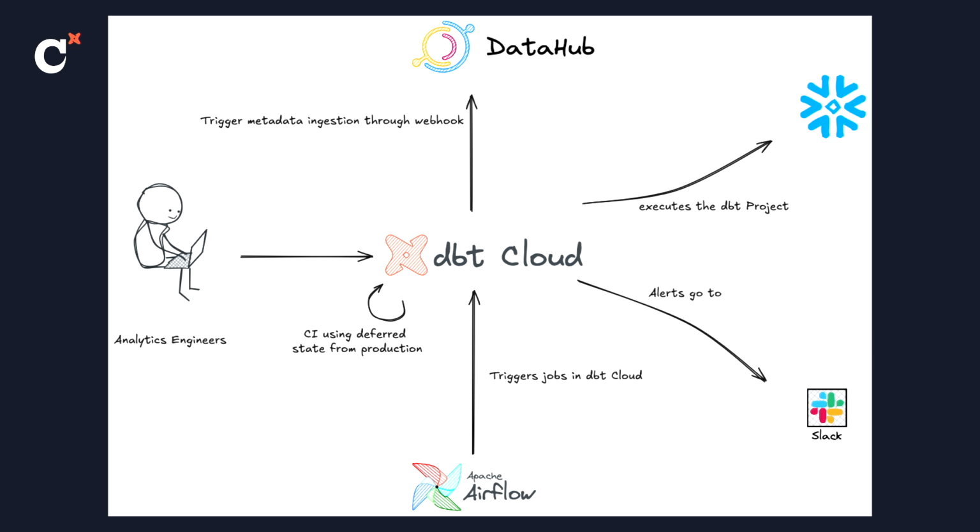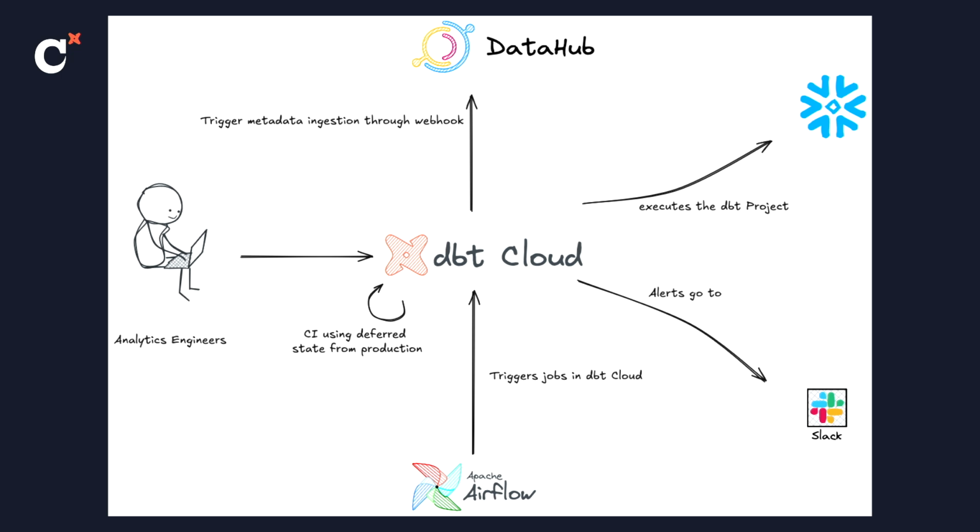We set up a Slim CI. If there is a pull request, we just rebuild the models that have been changed and their descendant models. So it goes really smoothly. It's pretty efficient now. Next up, we don't use scheduling in dbt Cloud.